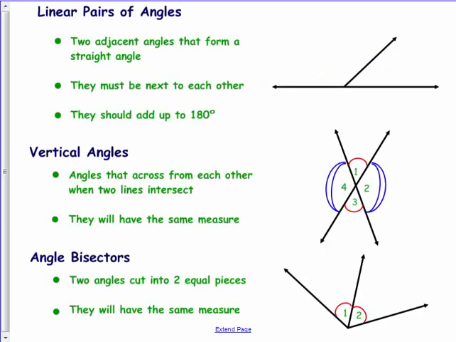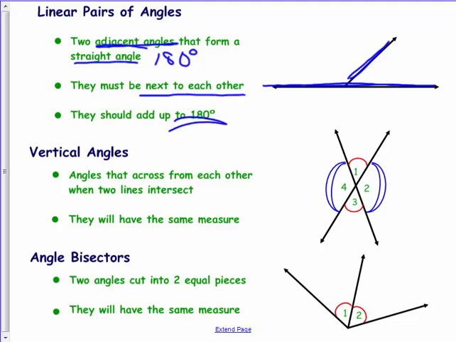A linear pair says two adjacent angles. We talked about adjacent. They share that side, and they have to be next to each other. They make a straight line, so they should add up to 180 degrees. There's my straight line, 180 degrees. There's my adjacent side, so they have an angle there. And they add up to 180 when I add the two angles there.